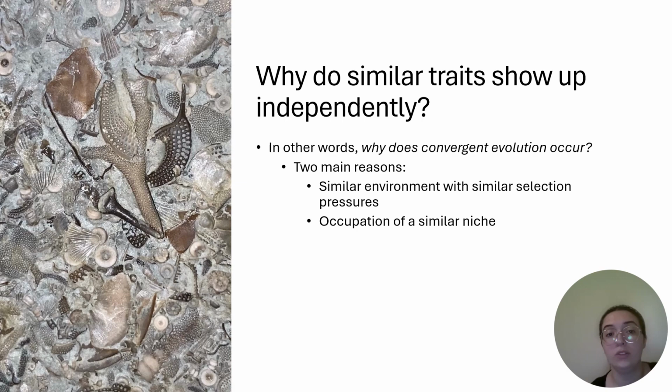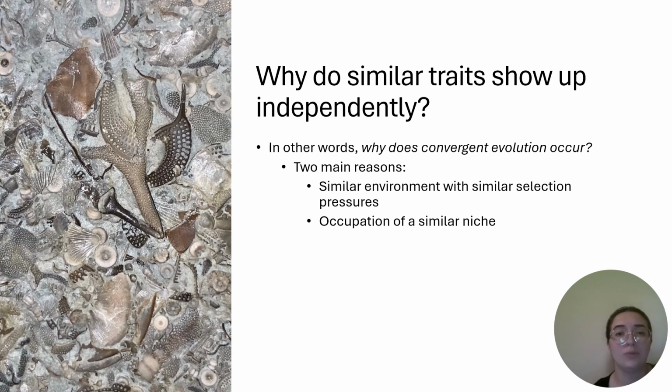Okay, now we must answer the question, why do similar traits show up independently? Or in other words, why does convergent evolution occur? So there's two main reasons for this. One is where convergence frequently happens when two different organisms need to adapt to the selective pressures of comparable environmental conditions. Some selective pressures may include predators, food availability, or extreme temperatures.